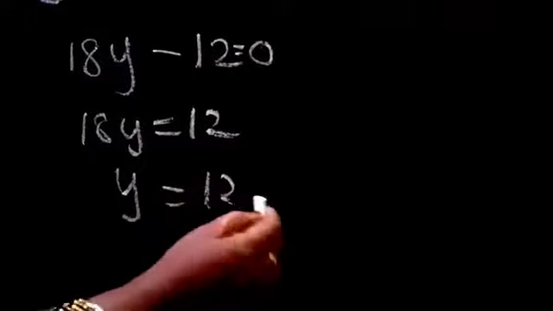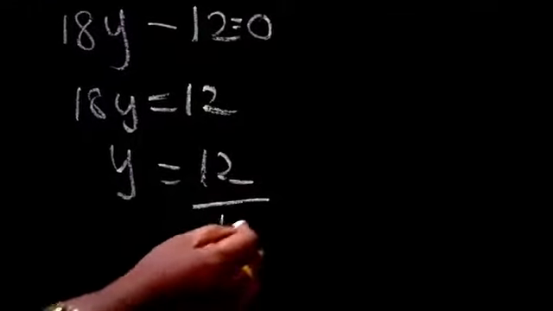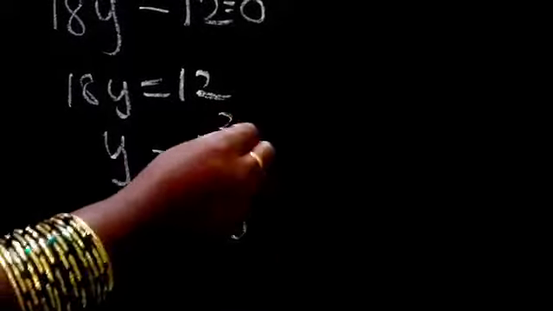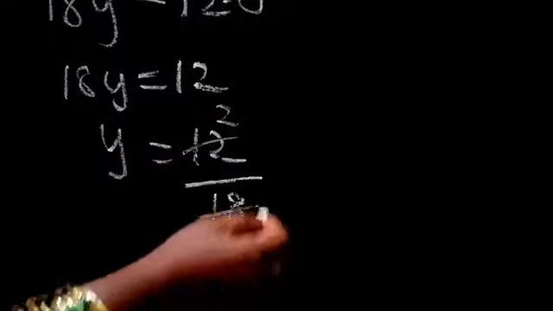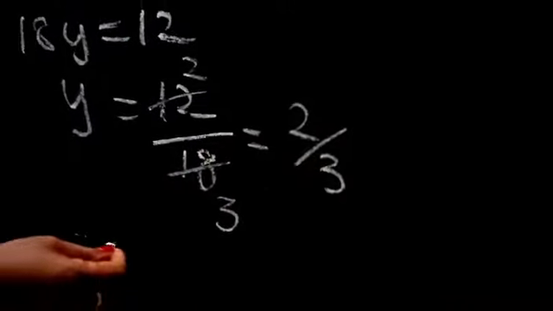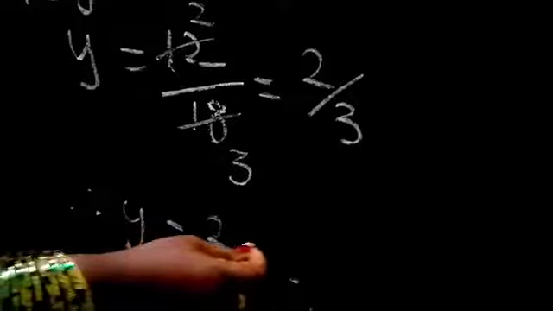It is 12 divided by 18. So see, sixth table: 2 sixes are 12, 2 threes are 18. So it is 2 divided by 3. Therefore the y value is 2 by 3.